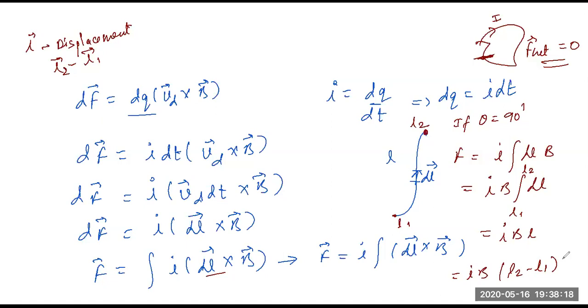So this is basically I L cross B. If it's variable, you'll write DL cross B. If it's constant, just L cross B. Simple. Right? With example, you'll understand.